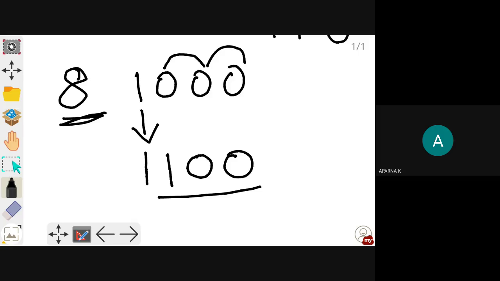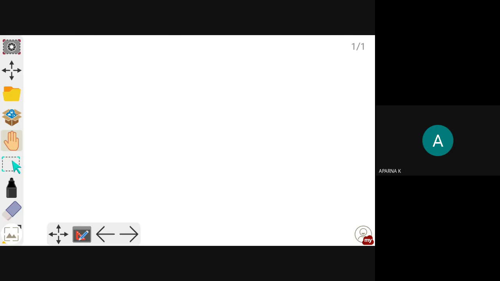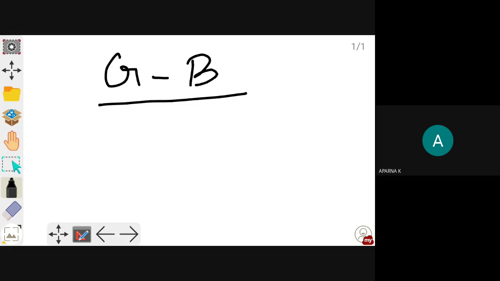So you can also convert gray to binary code. For example, take the same digit, that is 1100. So 1100 is a gray code. You have to convert it to binary. What you have to do is write the most significant bit as it is.